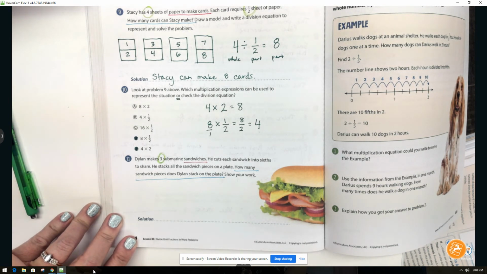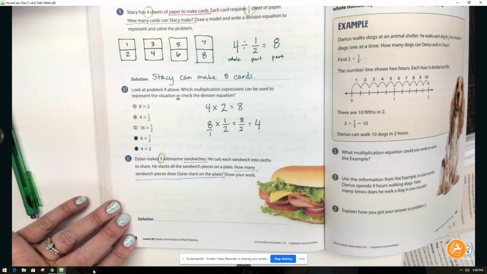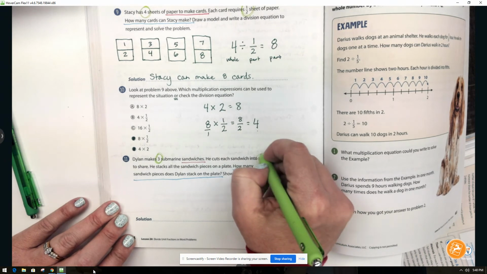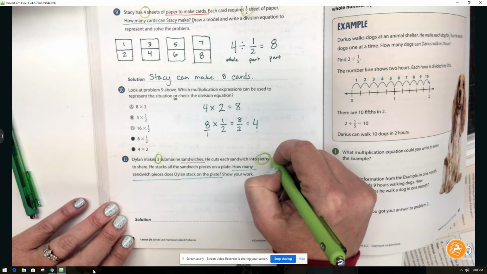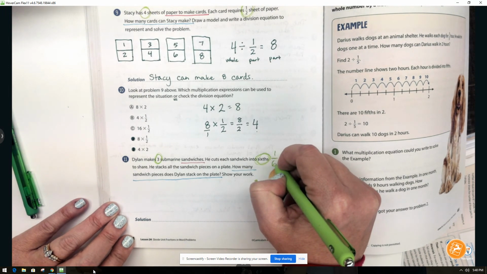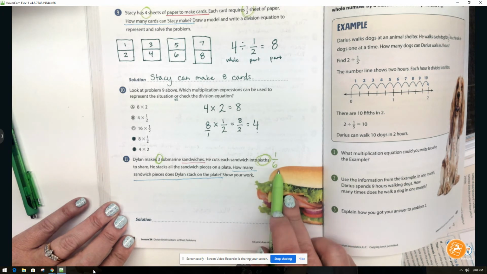But if you look, there's a word in this problem that does tell us some more information. What is that word? All right, I hope you got it. The word is sixths. Remember that sixth is the same as saying 1/6. That is what a sixth is, 1/6.